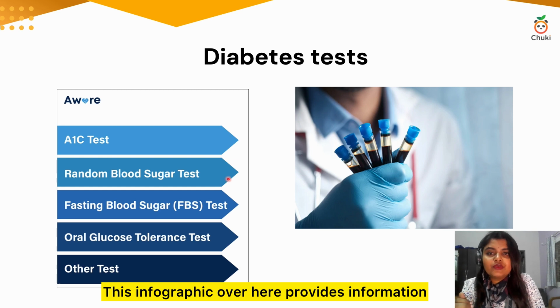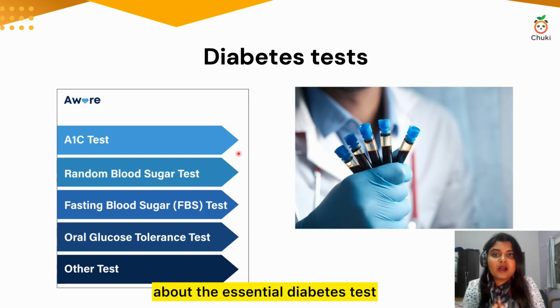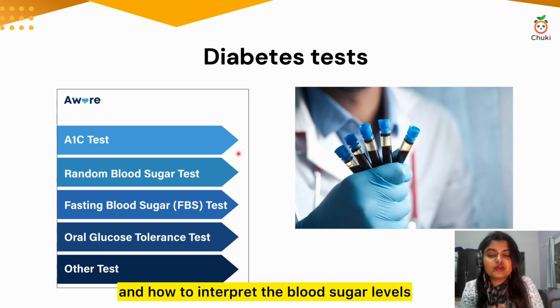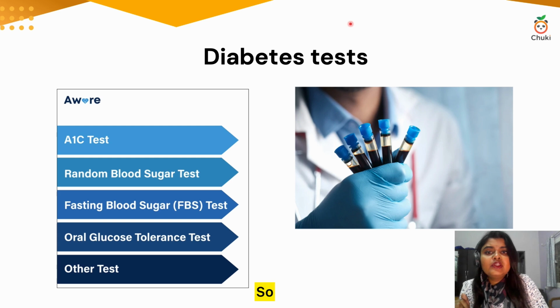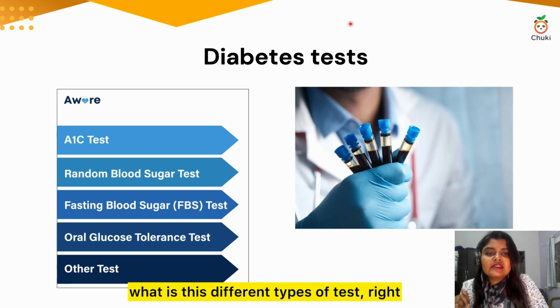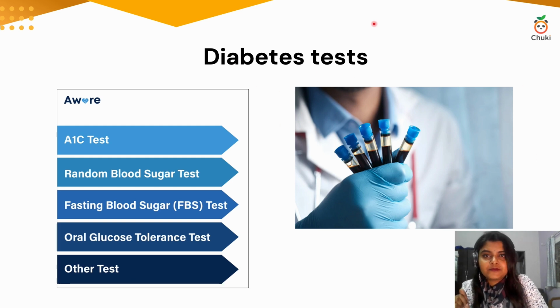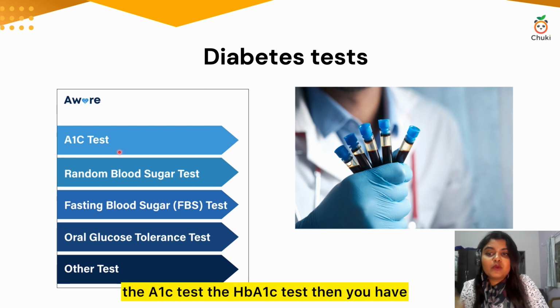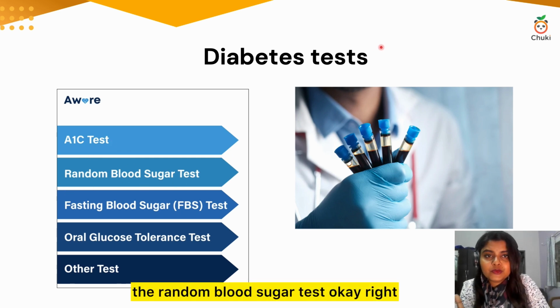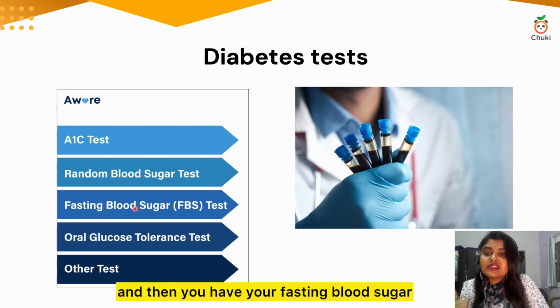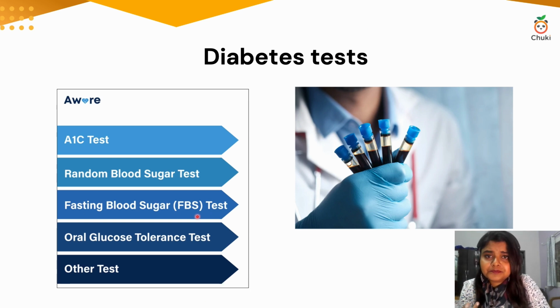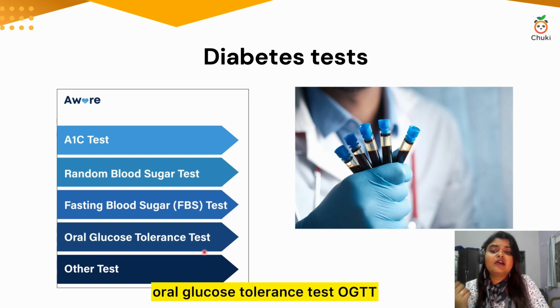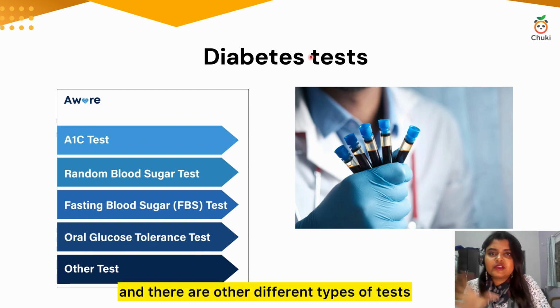This infographic provides information about the essential diabetes tests and how to interpret the blood sugar levels and A1C levels. So, what are these different types of tests? The top tests for diabetes include the A1C test, the HbA1c test, then you have the random blood sugar test, and then you have your fasting blood sugar, that is your FBS test, the oral glucose tolerance test, OGTT, and there are other different types of tests.